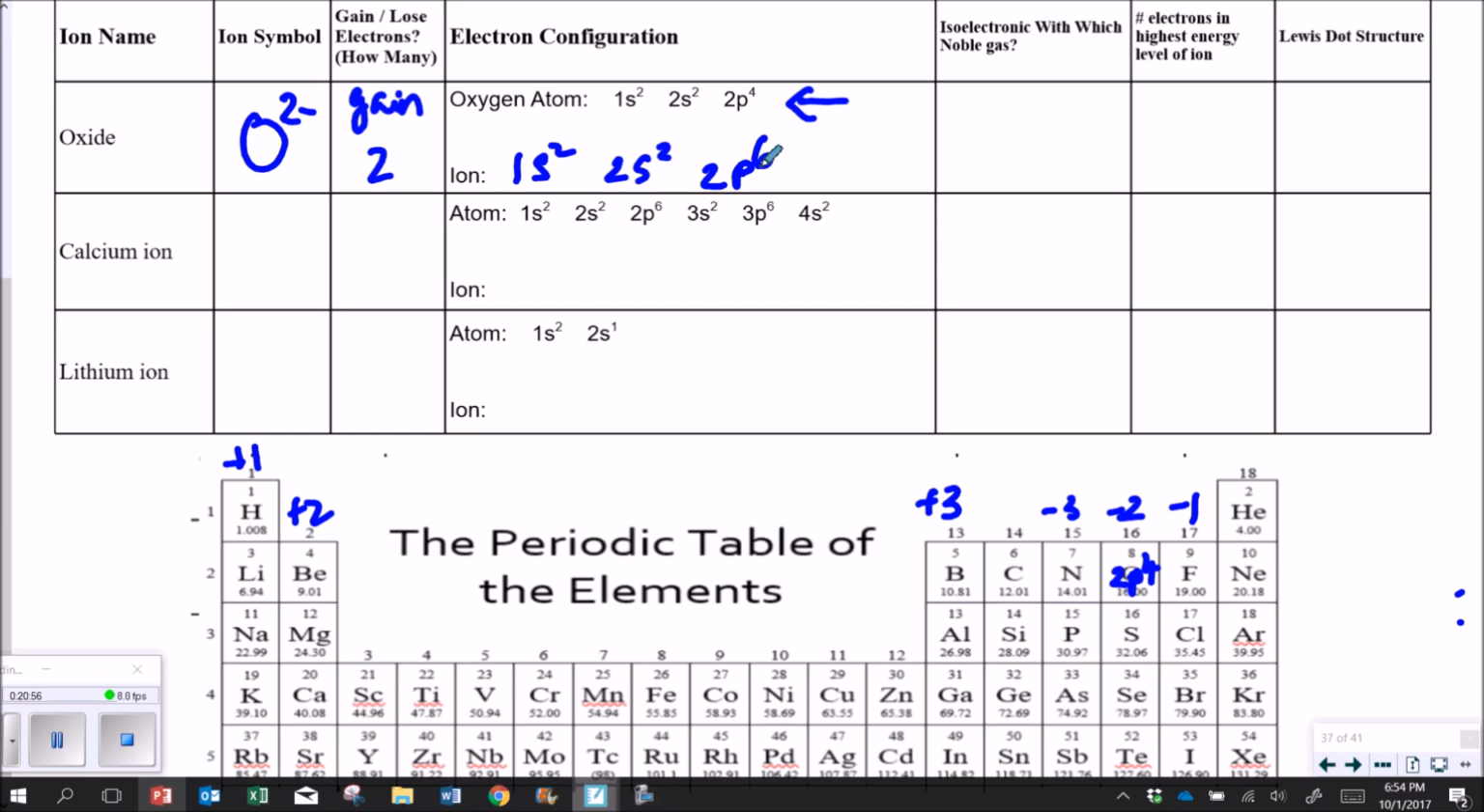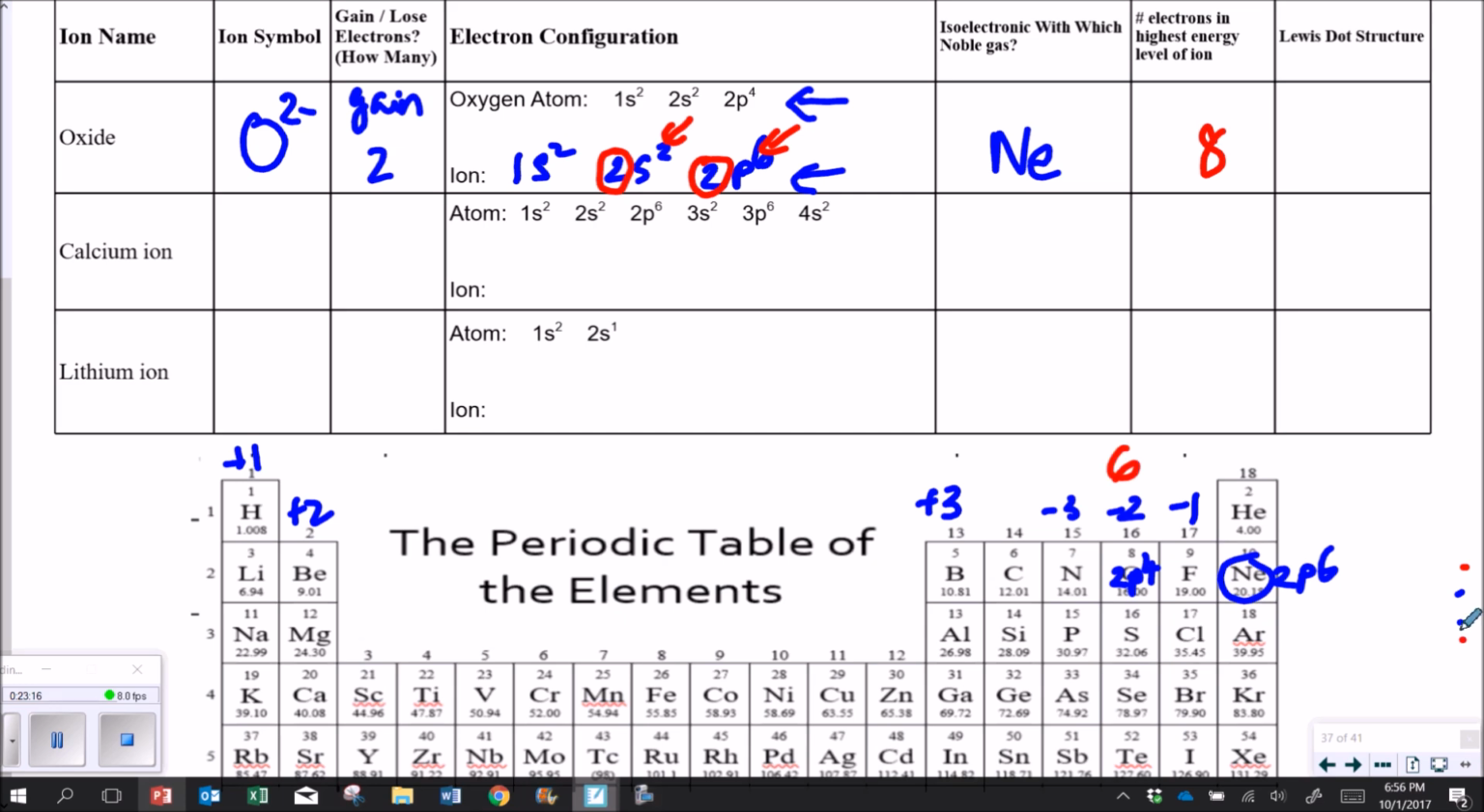Which noble gas is it isoelectronic with? If we are ending with 2p6 for the ion, we go look for 2p6 on the periodic table. Here it is, here p6, and we have neon. For the number of electrons in the highest energy level of the ion, we have energy level number 2 as the highest energy level. So we have 2 electrons over here plus 6 electrons over here, which gives me 8 electrons.